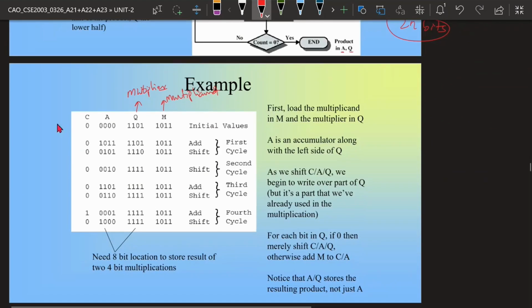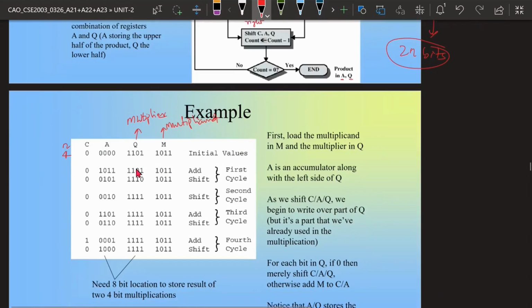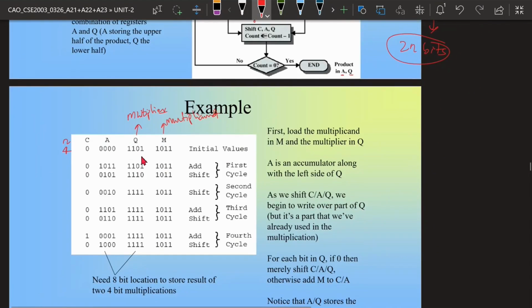We also initialize the count value. Suppose this is the count value N. Because all are 4 bits, the N value will be 4 initially. Once we have initialized, we proceed to the next step, that is checking Q naught. If this is the Q value, this will be Q naught, and this is Q1, Q2, and Q3. So we check Q naught, and Q naught is coming out to be 1.